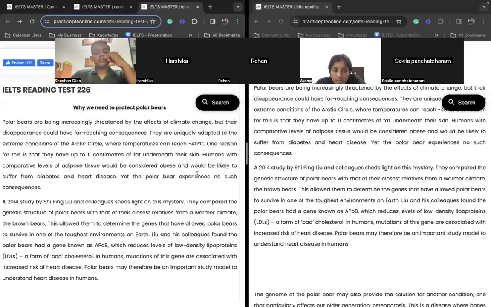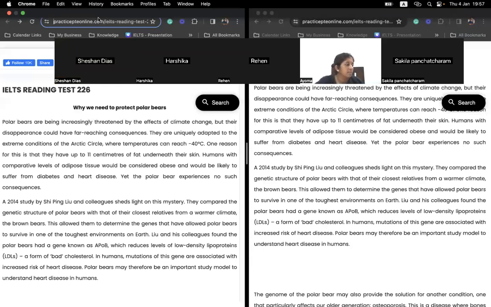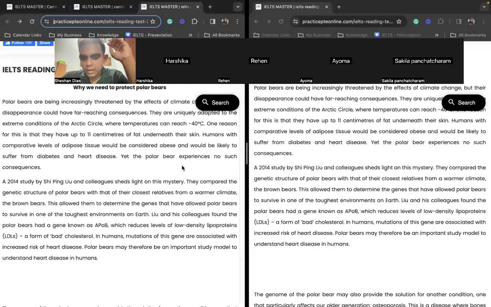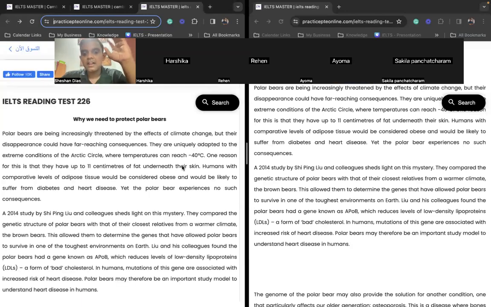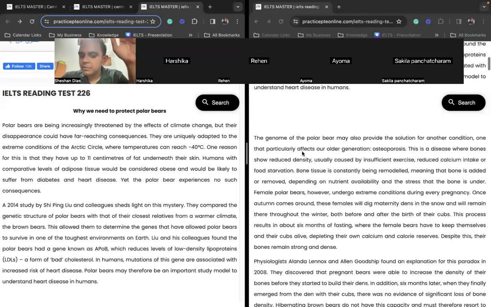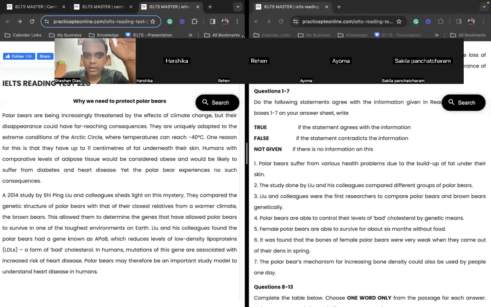All right, guys. So this paper is from Cambridge Book 16, Reading Test 1. That is the paper that we are going to discuss. This is very, very important. I'm going to talk about all the techniques, the things that you need to know when you're doing the reading test. So listen very carefully and follow me very carefully. I'll give you a time to ask questions. Till then, just listen. All right?